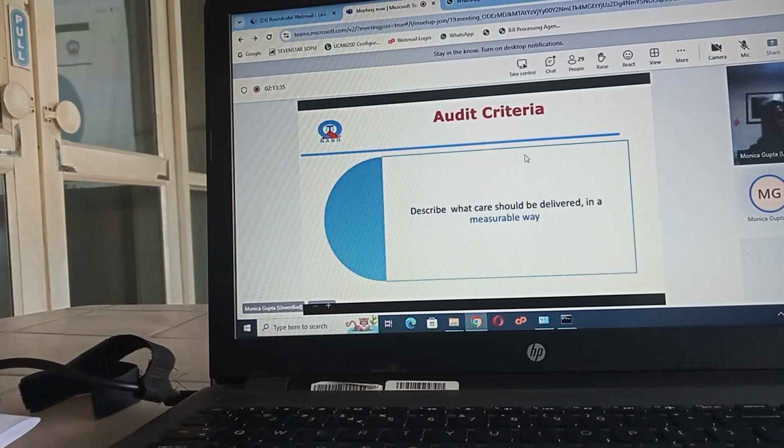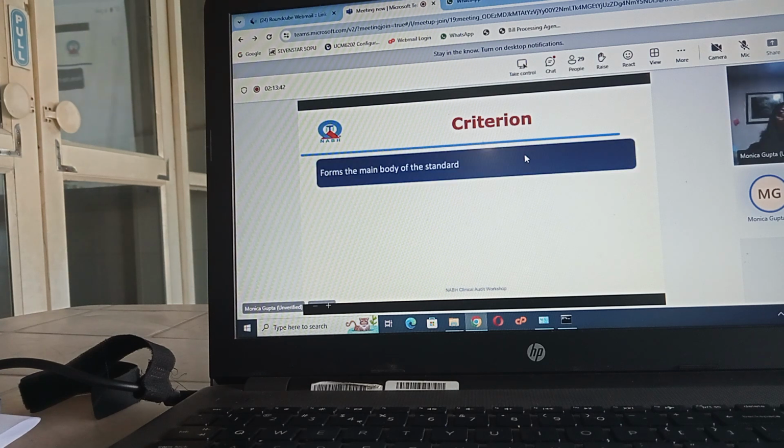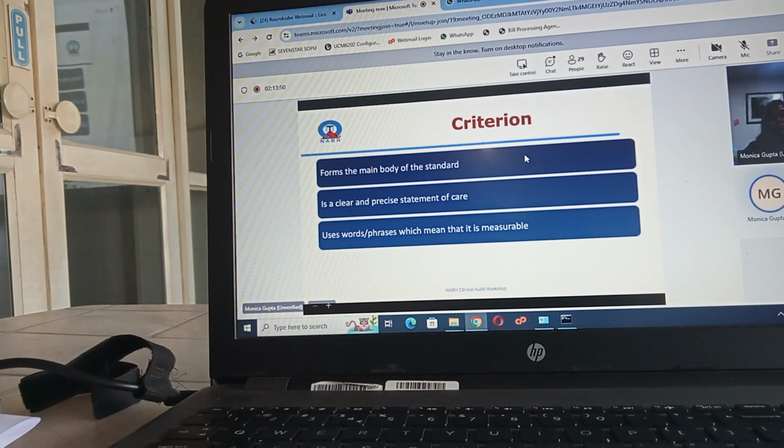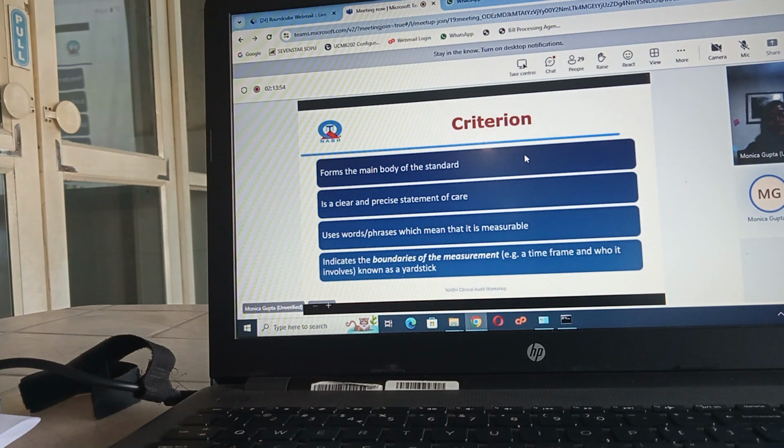And they should be derived from the evidence base. So describe what care should be delivered in a measurable way. Now, criterion forms the main body of the standard. It is a clear and precise statement of care. It uses words and phrases which mean that it is measurable and indicates the boundary of measurement. That is, for example, a time frame and who it involves.